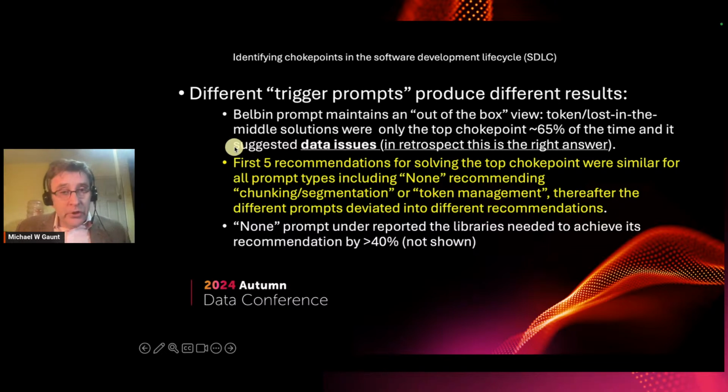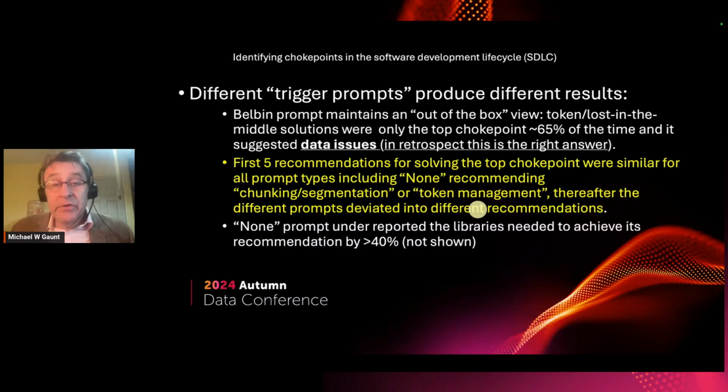When we look at the top 5 recommendations for solving the choke point, they were all similar, including not issuing a trigger prompt at all. And this was a balance between chunking or segmentation and token management. Now, as soon as we pass the first 5 top recommendations for each LLM, this was replicated 5 times, so there's 25 recommendations essentially.